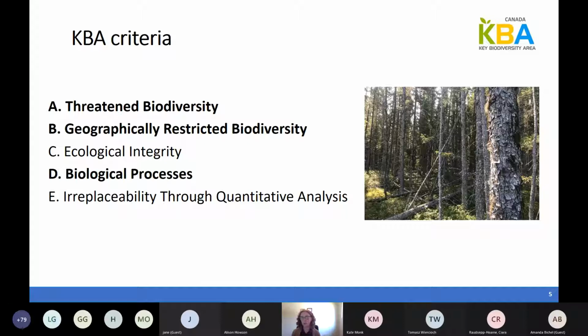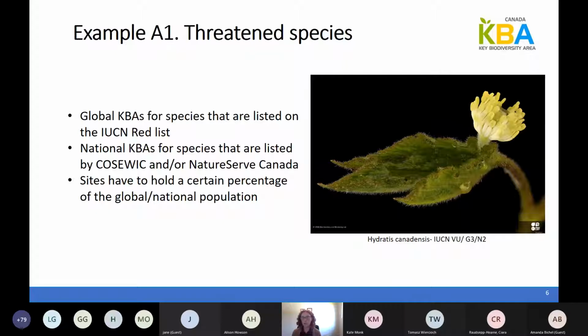So in Ontario, we're going to be focusing on the 3 that are bolded: the threatened biodiversity, geographically restricted biodiversity, and biological processes. This is because the methods are well developed within Canada, and we suspect that we have quite a few sites that'll fall under these within Ontario. Once we're done these, then we'll move on and start to make sure we're not missing any other KBAs in other categories. So to give you an idea of how some of these criteria work, I'll use A1 or threatened species as an example.